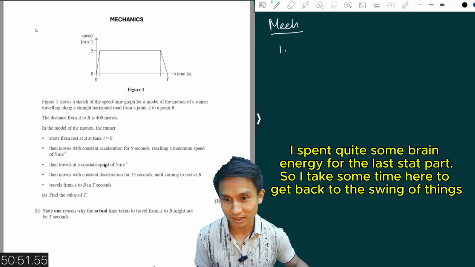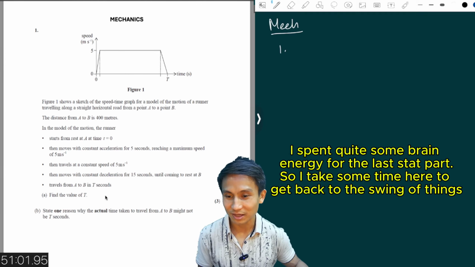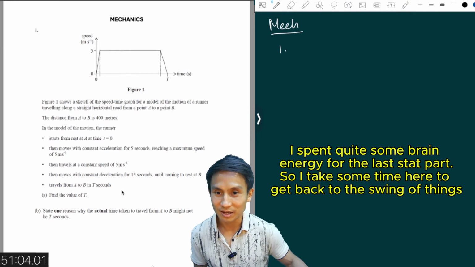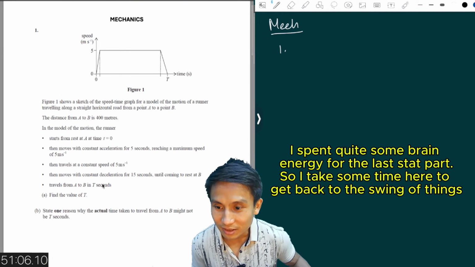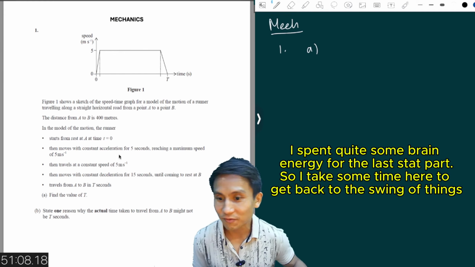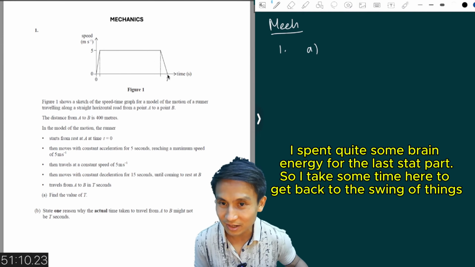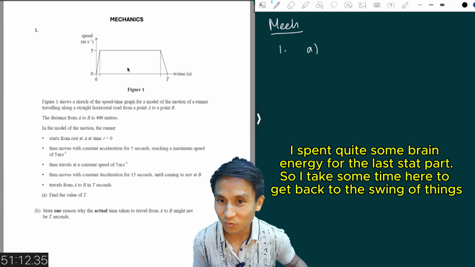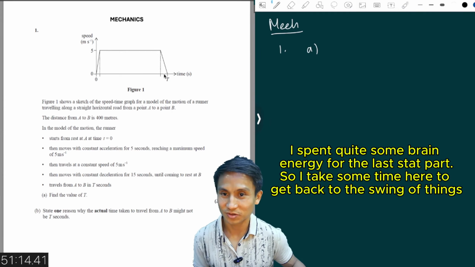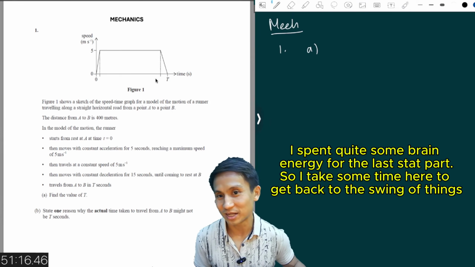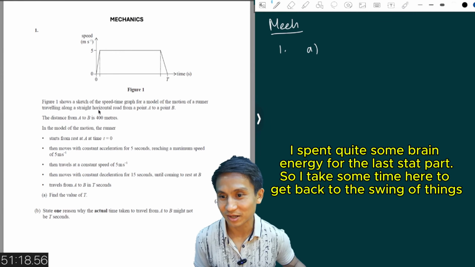And everything else here is just explaining the graph, I think. Yeah, traveling at constant speed, then moves with constant deceleration for 15 seconds until it comes to rest at B. Traveling from A to B in t seconds, find the value of t. All right, so for part A, you need to find just the time t here. Now, we need to find the total. No, actually, hang on, let me think about that.